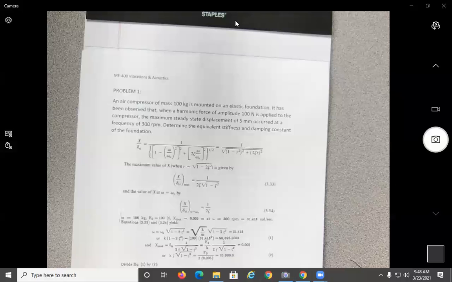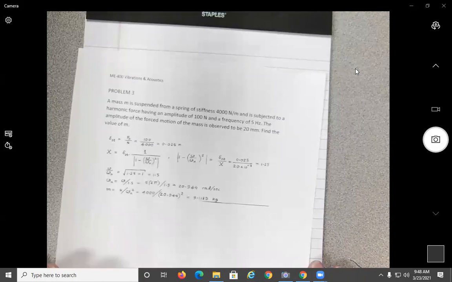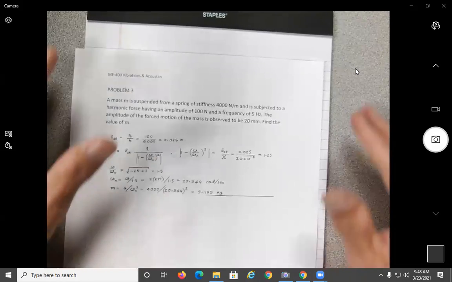All right, guys, so do you have questions about the homework? So that's problem 1. Let's look at problem 3, which is this one over here.